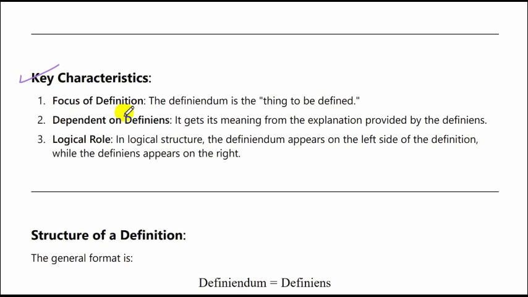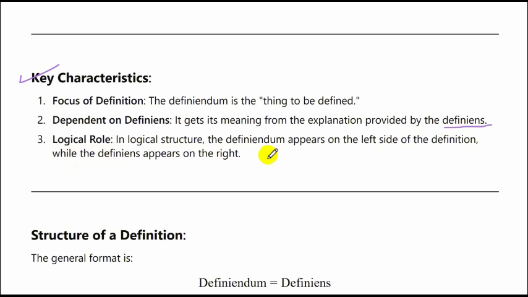The focus of definition. The definiendum is the thing to be defined. So, for example, if we have to define dog, then dog is definiendum. Dependent on definiens. It gets its meaning from the explanation provided by the definiens. So, what is a dog? Dog is an animal. So, when we say it is an animal, that is definiens.